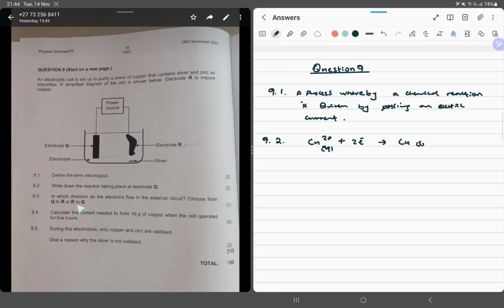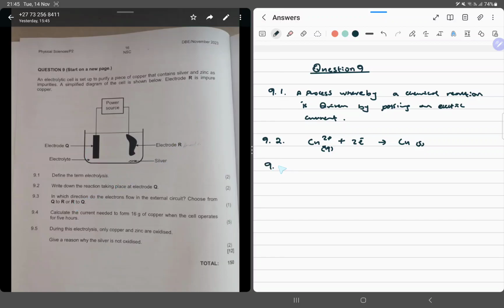Now it says, in which direction do the electrons flow in the external circuit? Choose from Q to R or R to Q. Obviously, which one is the positive terminal? This is the positive terminal. Now that means this has been stripped off the electrons, isn't it? So the battery drives those electrons to make these ones a negative terminal because there's a pool of electrons that came from this, for the copper ions to accept those electrons to reduce to copper solid. So essentially electrons flow from the anode to the cathode. So that would be R to Q.